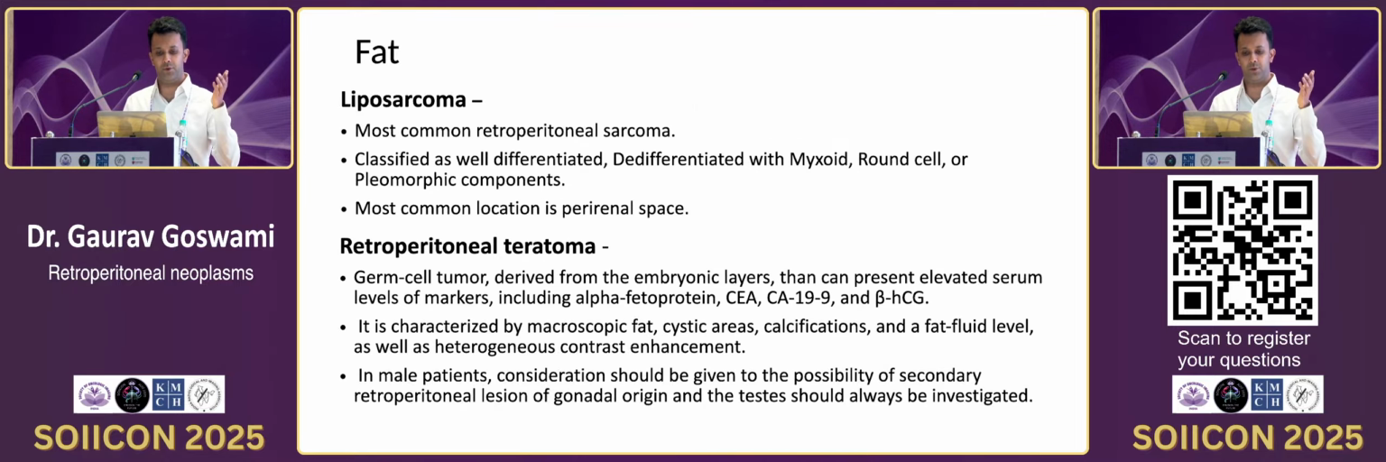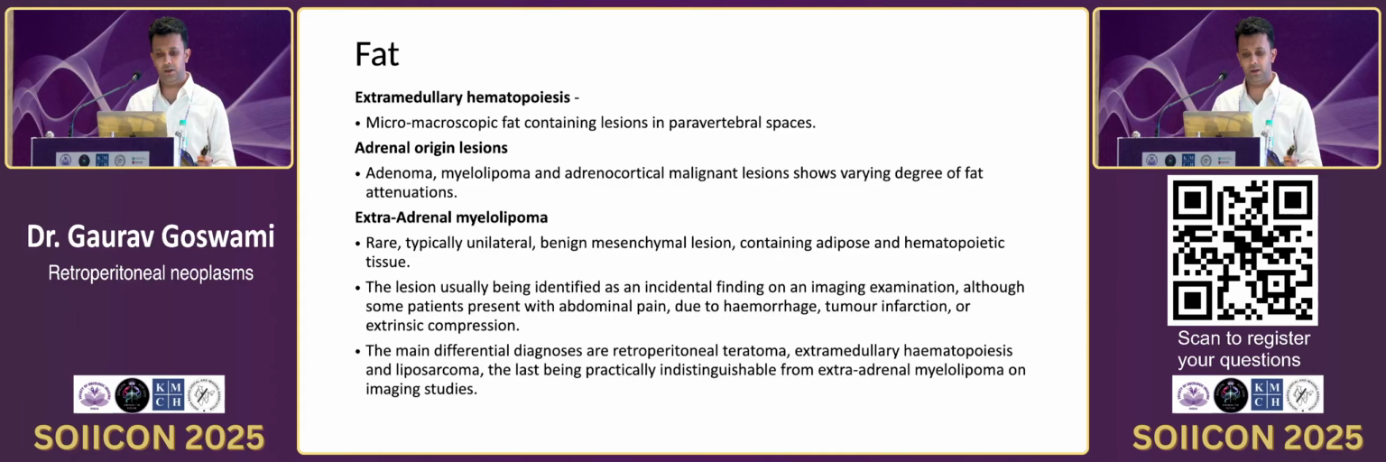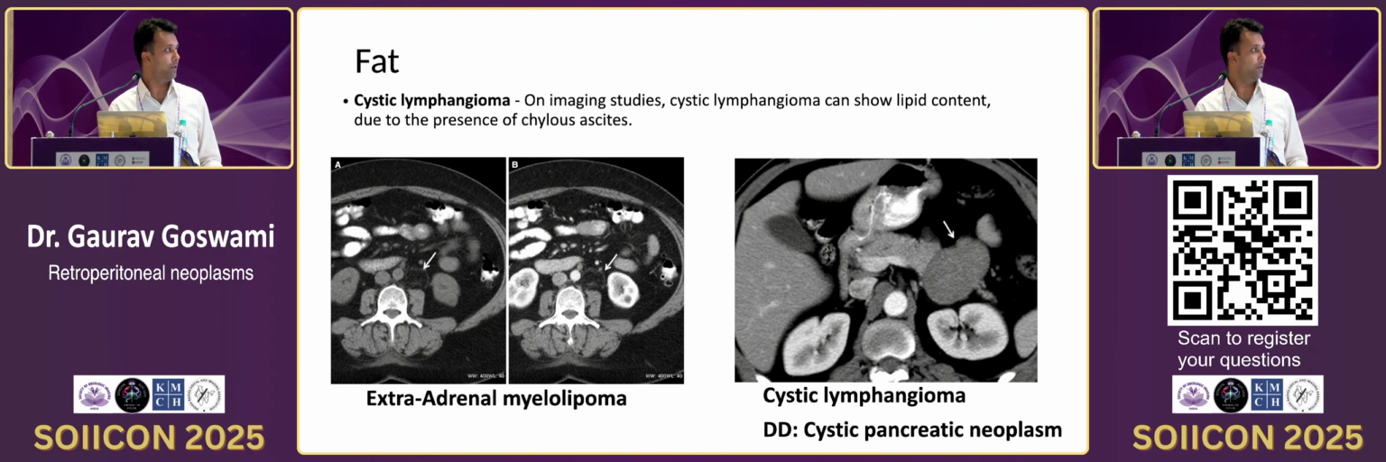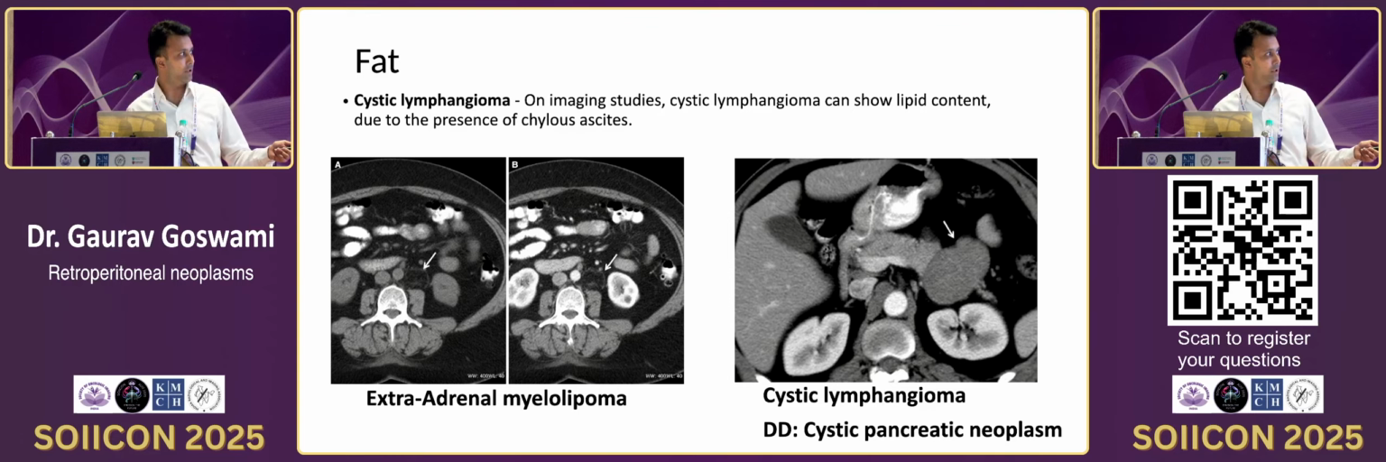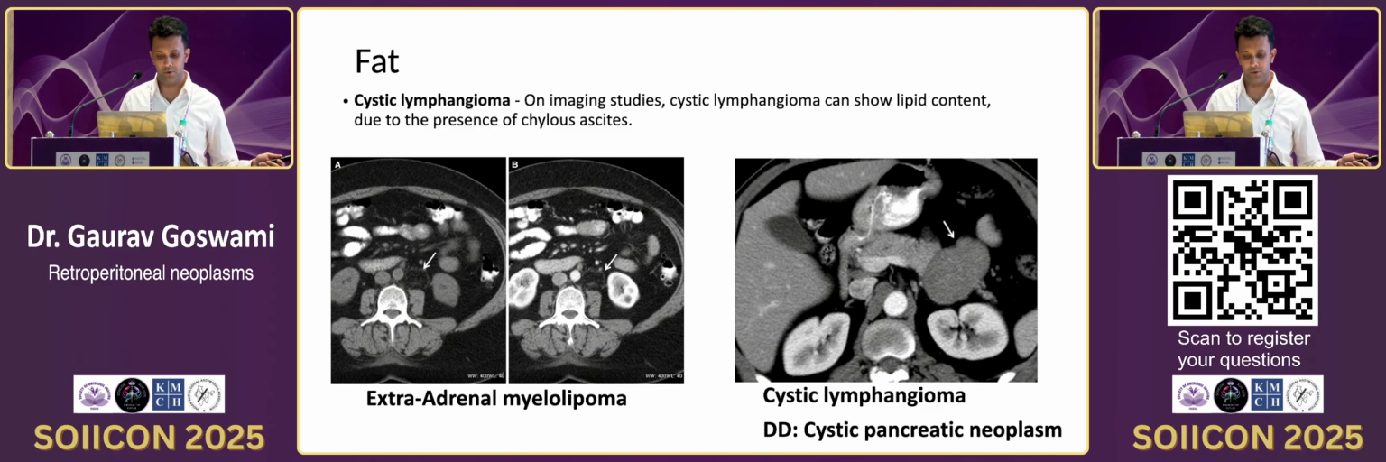Fat containing lesions are liposarcomas, retroperitoneal teratomas, extramedullary hematopoiesis. Adrenal origin lesions are mostly adenomas, myelolipoma, adenocortical malignant lesions also show some fat characterization, and extra-adrenal myelolipomas. These are a few characteristics of the extra-adrenal myelolipoma, which is mostly in the left paravertebral region, found in the left half of the retroperitoneum anterior to the psoas muscle. The second image is cystic lymphangioma, which we overdiagnosed as a cystic pancreatic neoplasm. The endoscopic ultrasound and aspiration suggested this is chylous material.